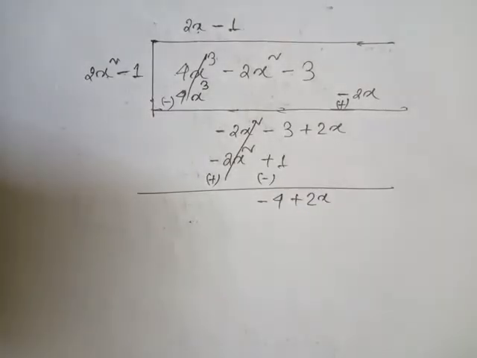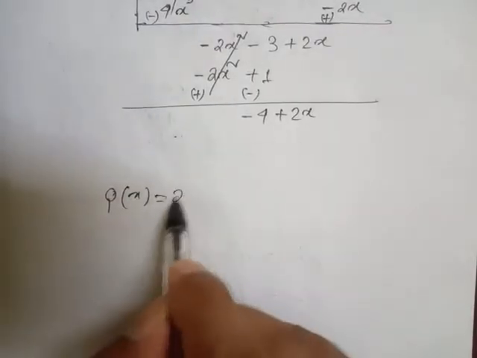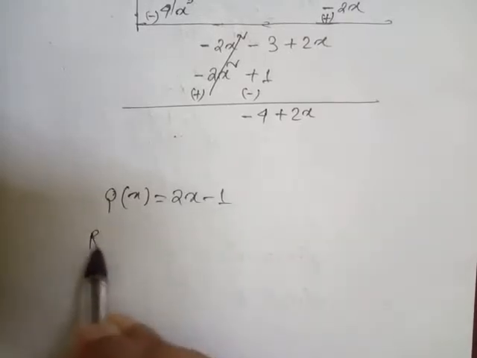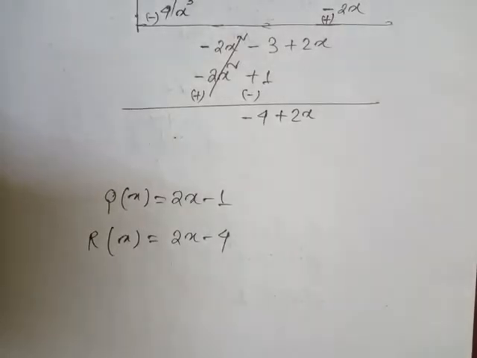So this is the remainder, this is the quotient. Here I will write that q(x), the quotient, is 2x minus 1 and the remainder is 2x minus 4. This is the answer of 4 Roman 2.